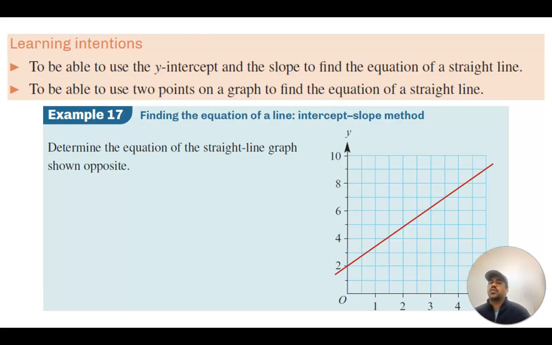We're going to determine the equation of the straight line graph shown opposite. So as soon as we see the word equation, EQUA, we're looking for something that has an equal sign. And remember, I was using the word function. So there's an equation or a function. We need something that follows the template of y is equal to a plus bx. And what we're trying to find is what is a y-intercept and what is a slope.